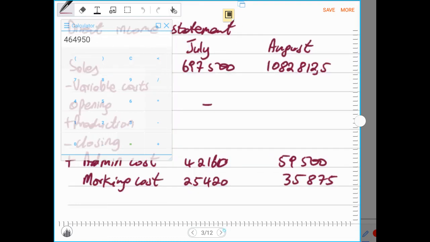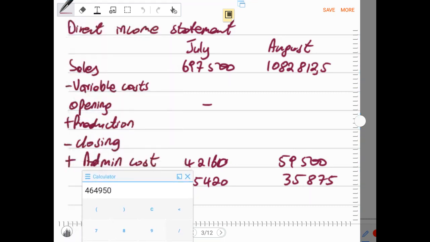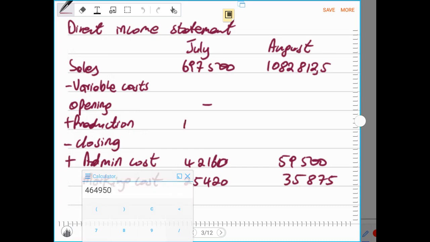Therefore, now it will be production for the month of July 464,950. Then remember, we still have to subtract our closing.